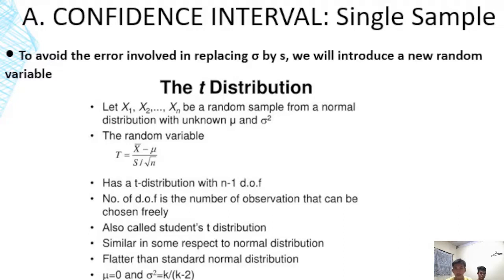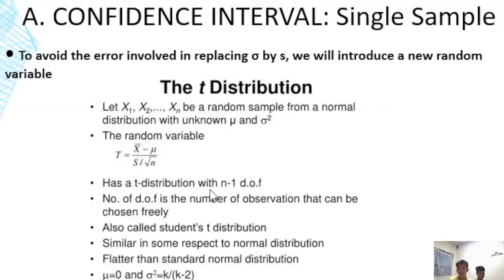Dito pa rin tayo sa confidence interval single sample. To avoid the error involved in replacing sigma by s, we will introduce a new random variable, the t-distribution. Let x sub 1, x sub 2, up to x sub n be a random sample from a normal distribution with unknown mu and sigma squared. The random variable formula is t is equal to x bar minus mu over s over square root of n.